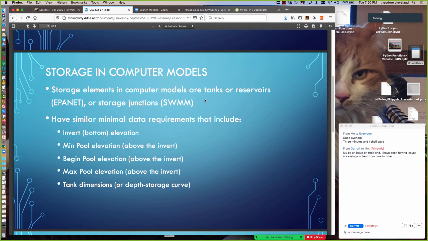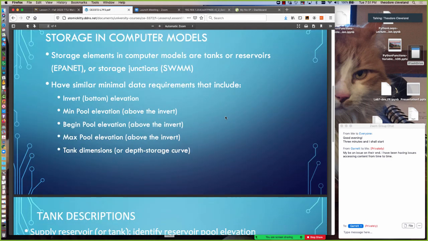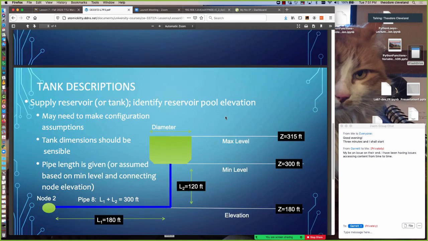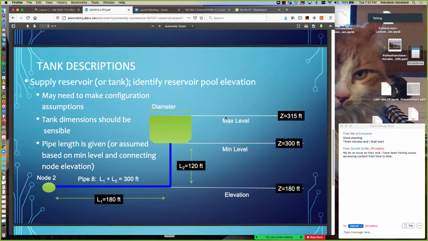Usually it's diameter, so they're usually treated as cylinders for initial design, or if we have a good idea of the actual geometry of the tank, a depth storage curve. Kind of like reservoir routing in hydrology, for example. So here is a diagram depicting those kinds of information.